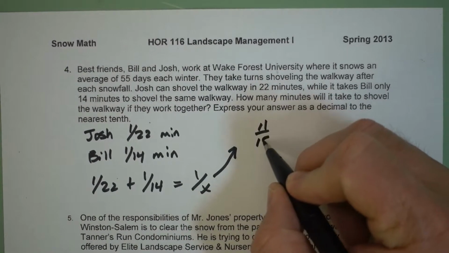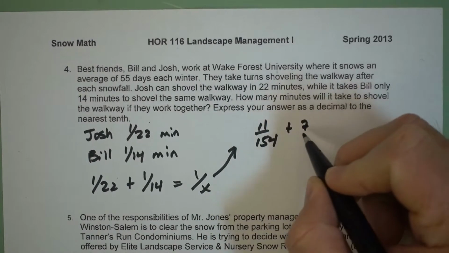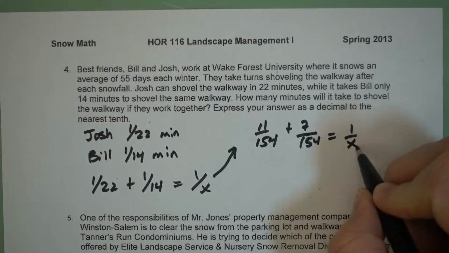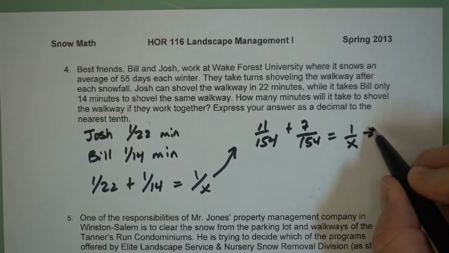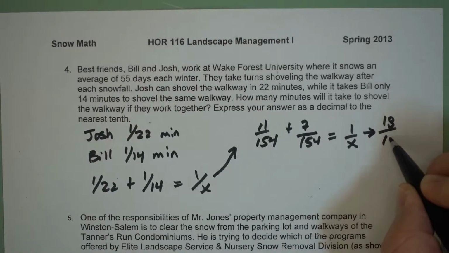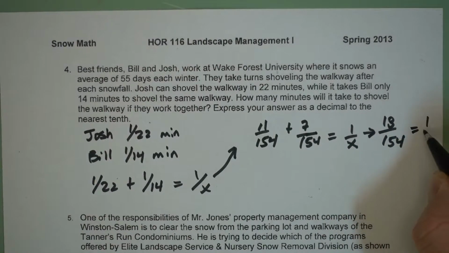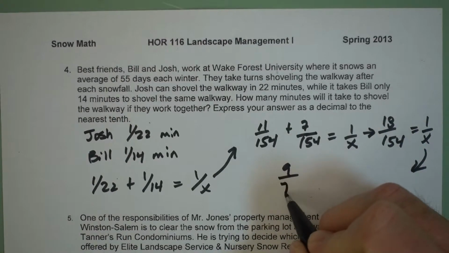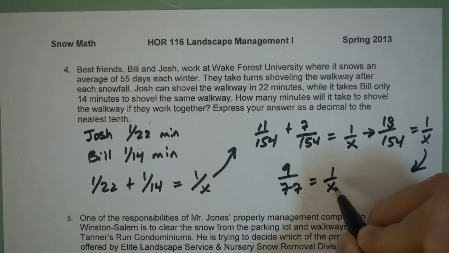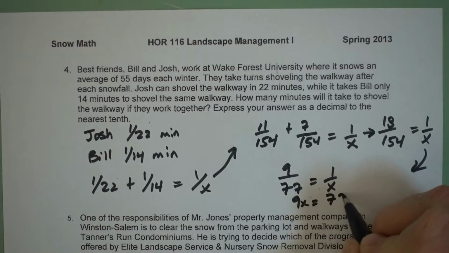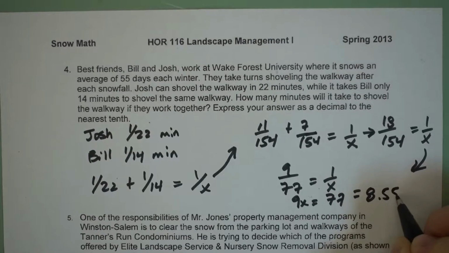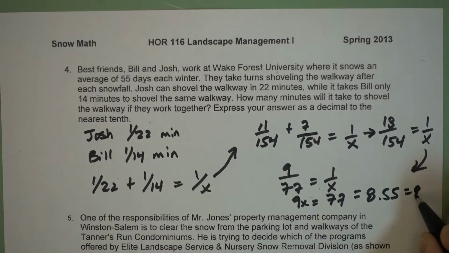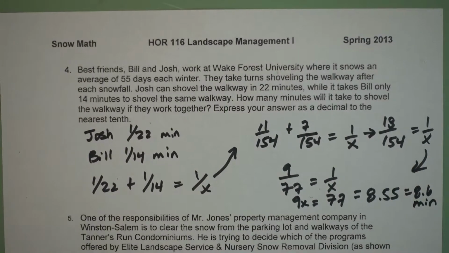We're going to have 11 over 154 plus 7 over 154 equals the 1 over x. That takes it down to 18 over 154 equals 1 over x. Reduce that down to 9 over 77 equals 1 over x. And so 9x equals 77. It's going to take them roughly 8.55 minutes, or 8.6, to do it together.